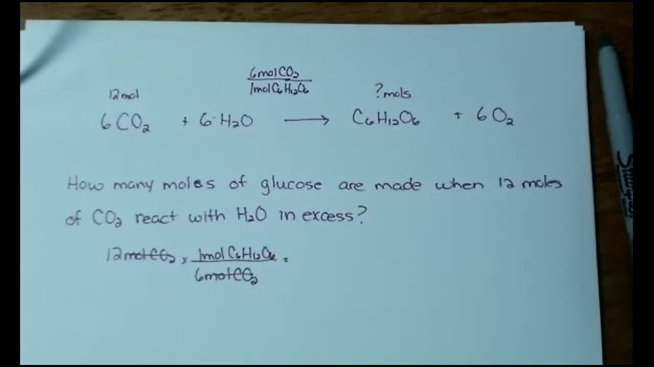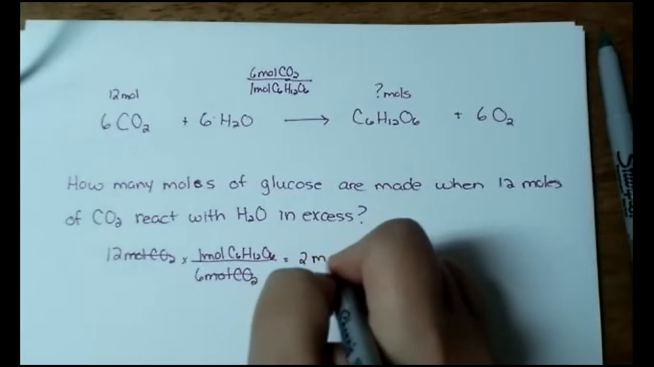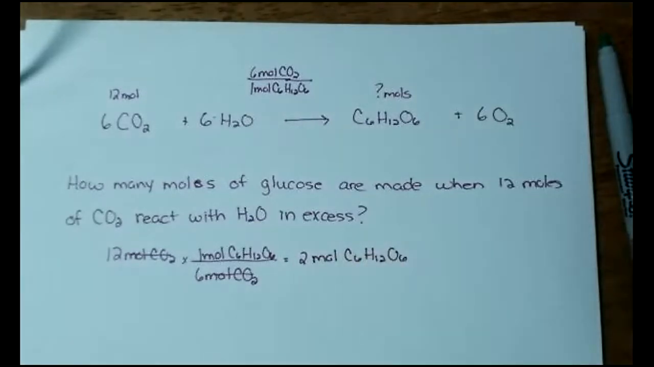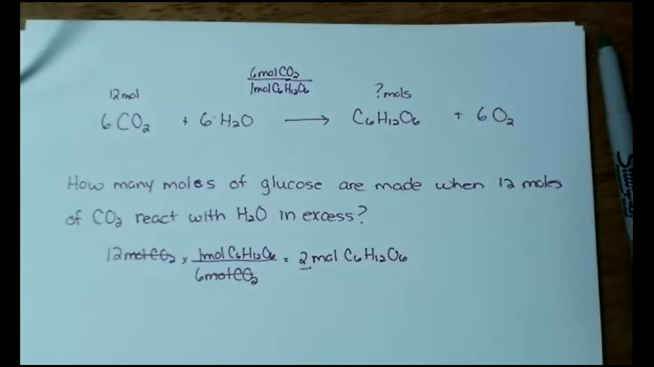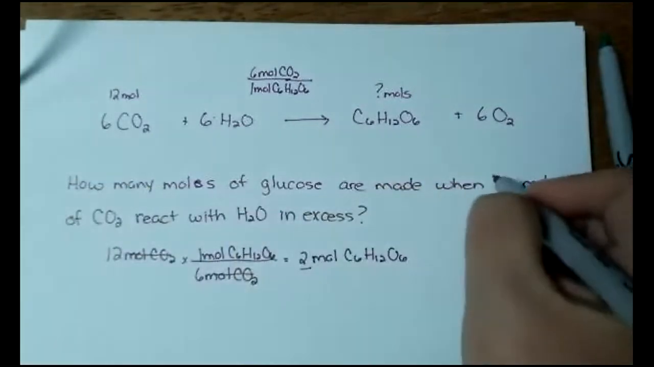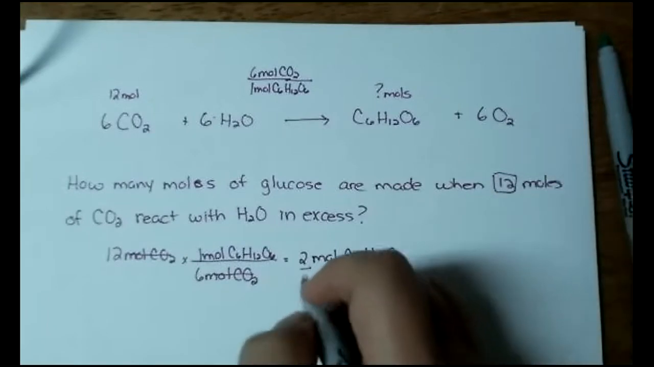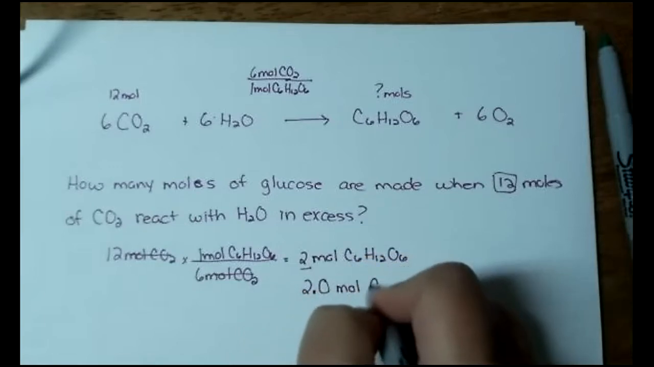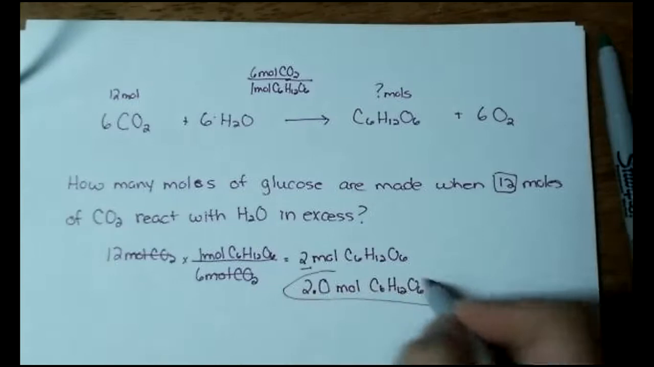And I'm going to run it through my calculator. I'm going to say 12 times 1, which of course is 12, divided by 6. And I'm going to get 2 moles of C6H12O6. Now, before I finish, I look at my answer and I have 1 sig fig, but my given had 2 sig figs. So in order for this to meet those specifications, I have to say 2.0 moles of C6H12O6. And this would be my answer.